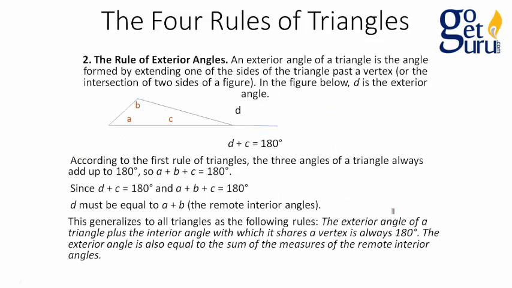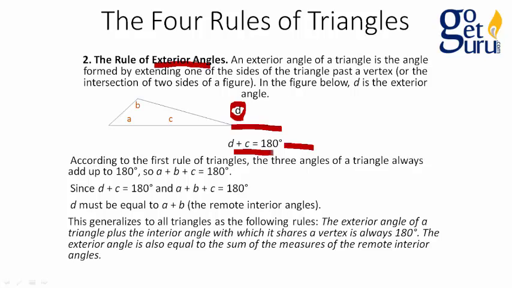Coming down to the second rule of triangles, it is nothing but the rule of exterior angles. Let us see what is an exterior angle. If I extend any of the sides of a triangle, over here you can see the angle formed, D, is nothing but an exterior angle. I can see one of the properties stating that angle C and angle D form a linear pair of angles whose sum is nothing but 180 degree.